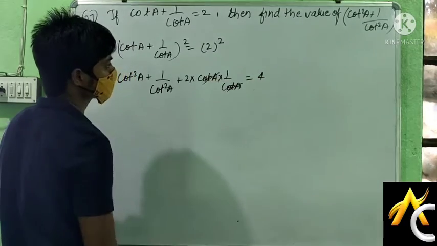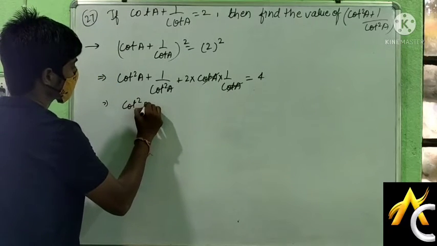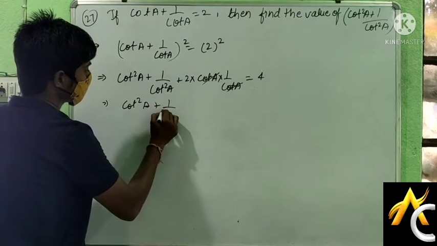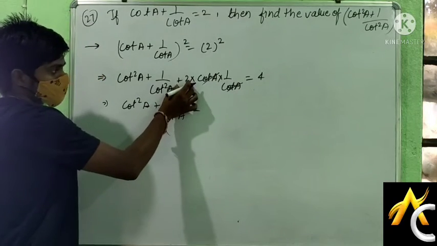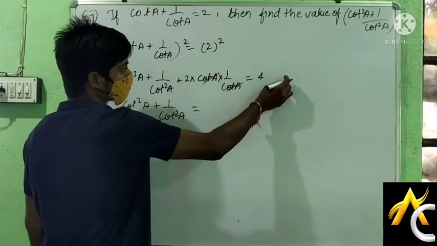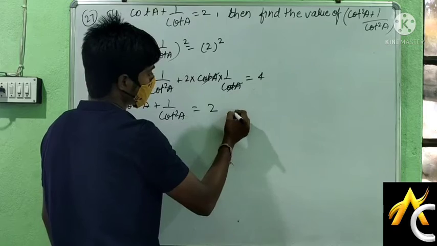Now cot A cancels each other, and cot square A plus 1 by cot square A will be equal to 4, minus 2. When we take it from left to right, it will be minus 2, so 4 minus 2 becomes 2. This is your answer.